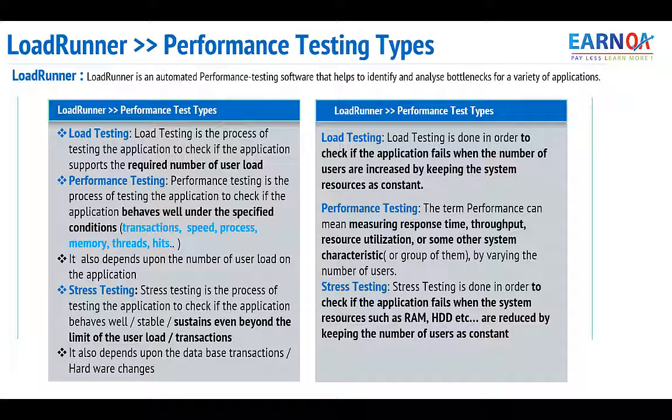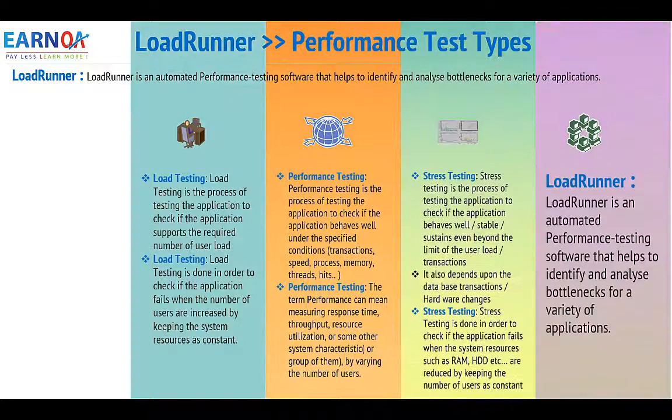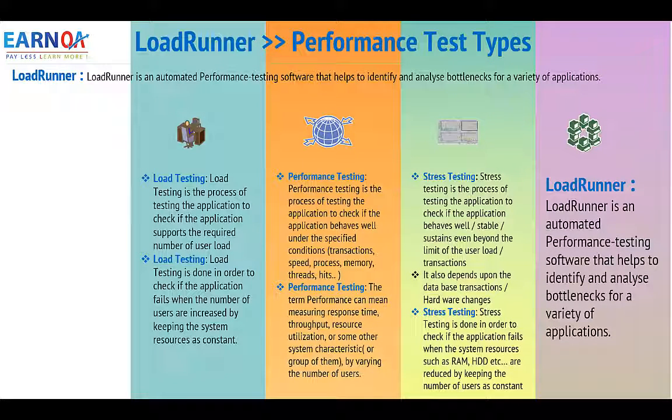Majorly, when we talk about performance testing, there are three different types: load testing, performance testing, and stress testing. Load testing is the process of testing the application to check if the application supports the required number of users. Whereas performance testing is the process of testing the application to check if it supports and behaves well with the specified conditions like transactions, speed, process, memory, threads, bytes, and throughput. So these are all the performance parameters.